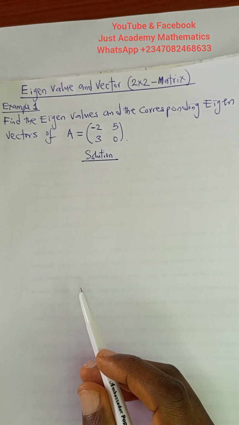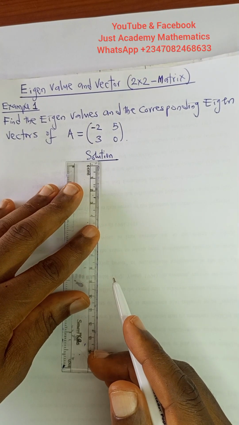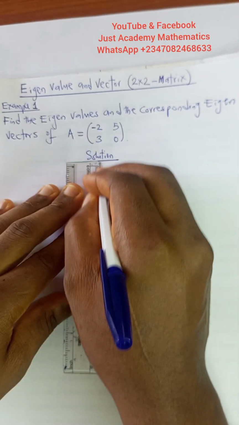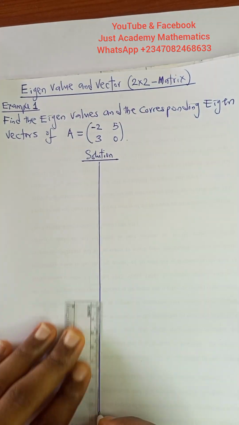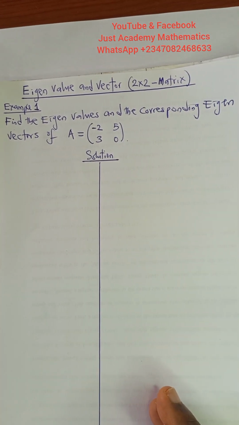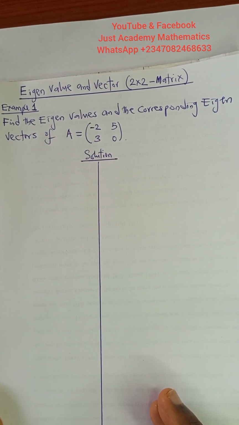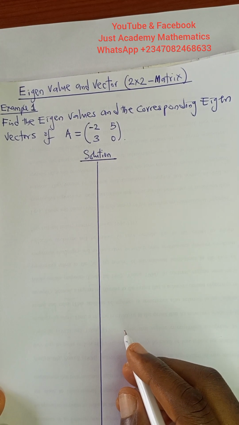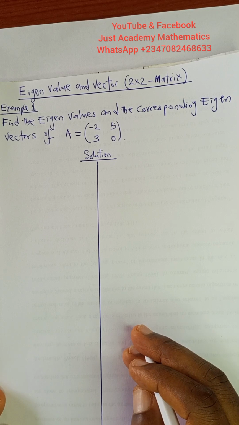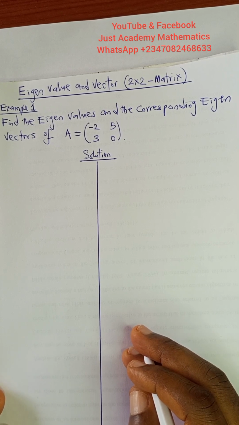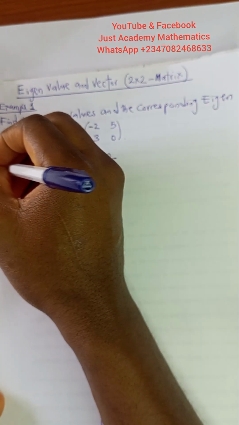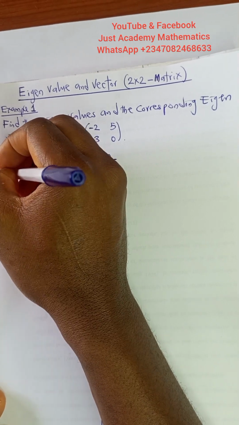The very first thing you are required to do is to state the eigenvalue characteristics equation. Let me first start by splitting this, because I'm going to utilize all this space within the course of this solution. So there is what is called the eigenvalue characteristics equation.